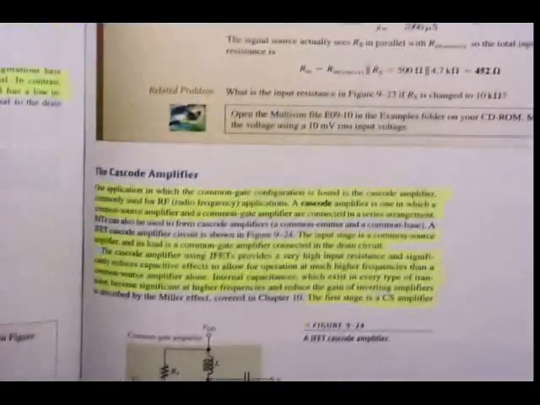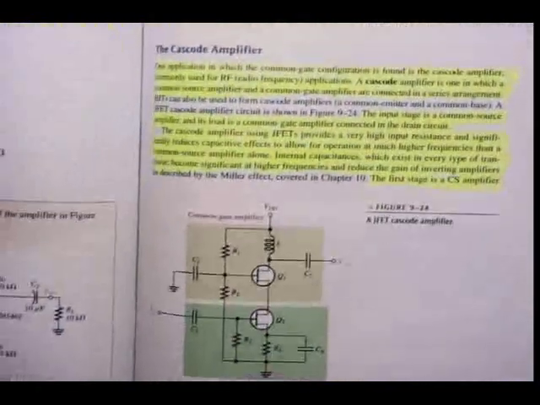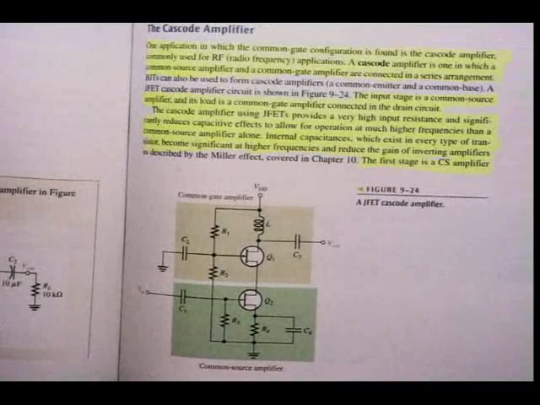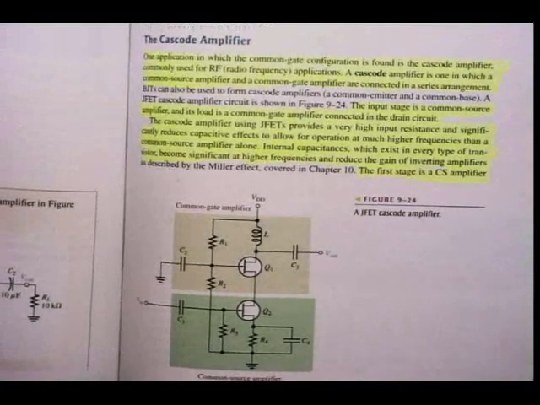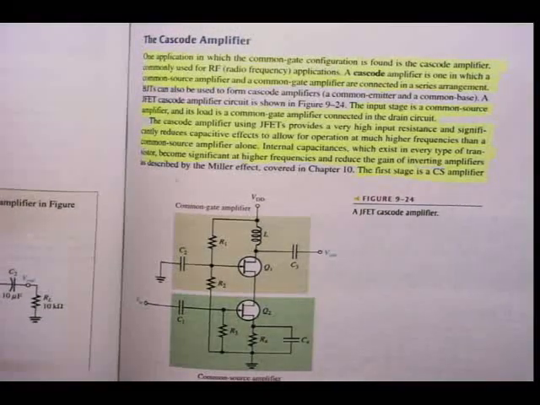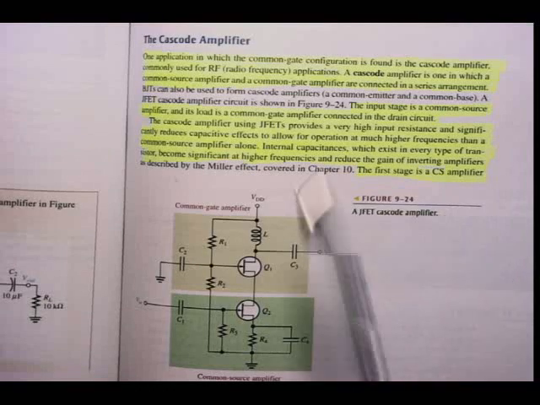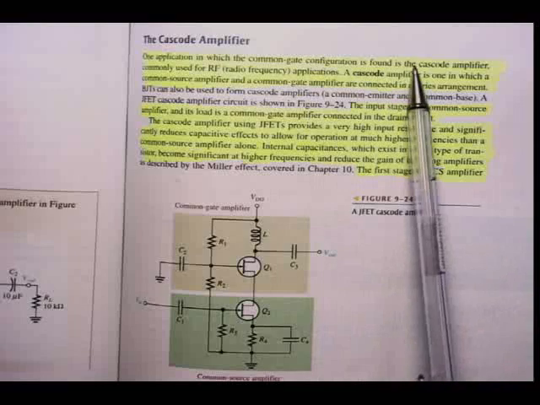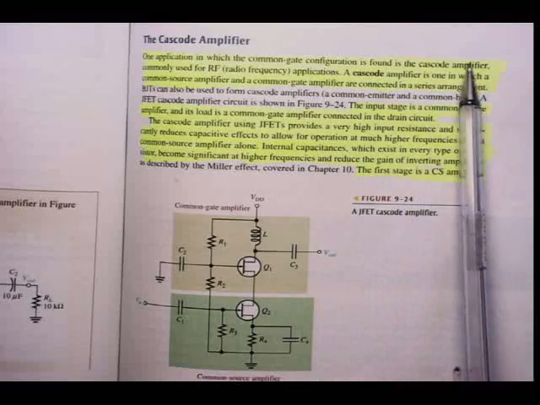Alright, we're going to have a look at another type of amplifier, the cascode amplifier on page 453. Please mark as I have done. One application in which the common gate configuration is found is the cascode amplifier.